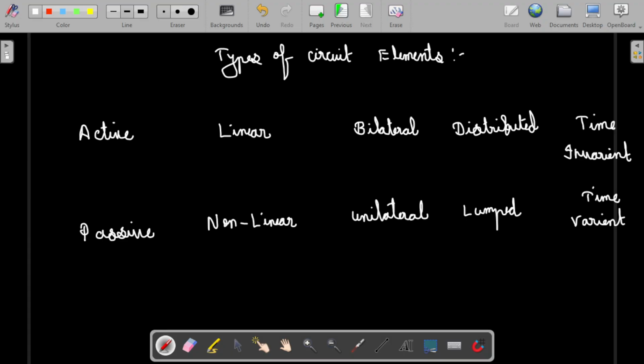But if core companies or anyone asks this question, what they will expect us to answer is this one: active, passive, linear, non-linear. So these are some types of circuit elements. There are 10 different types of elements, guys, as follows: 5 pairs, and 10 different things.